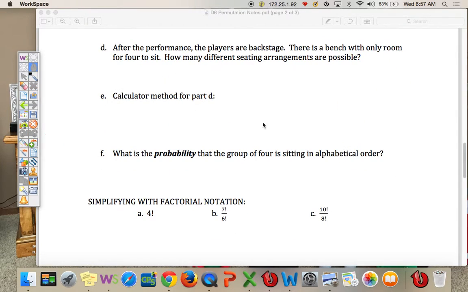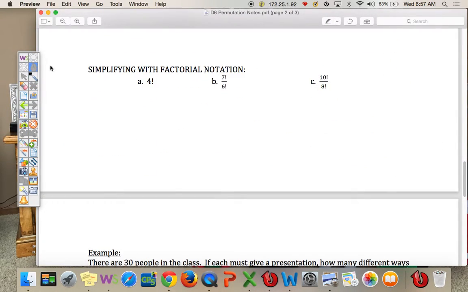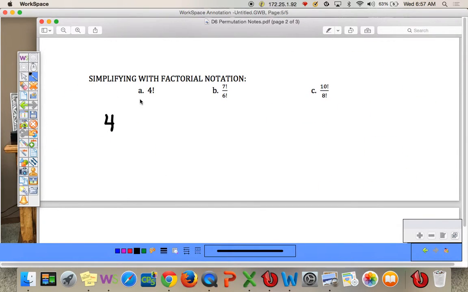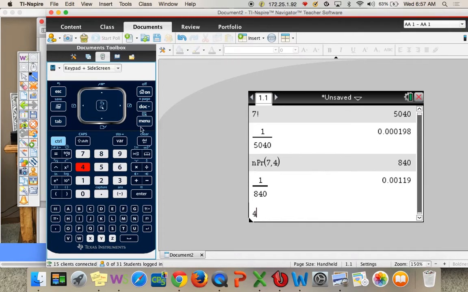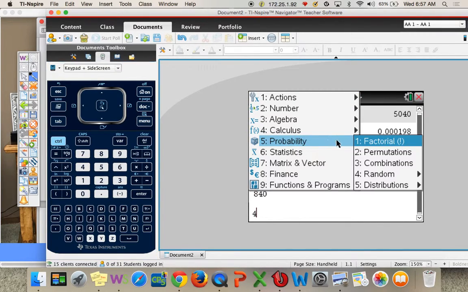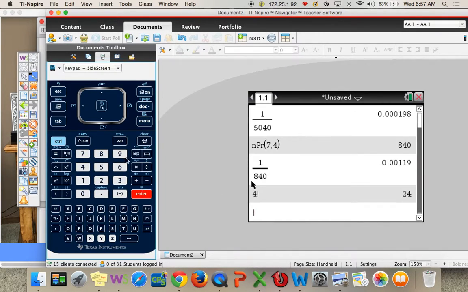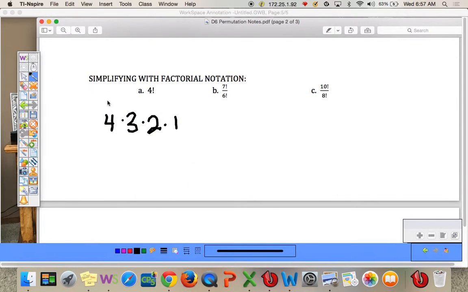We can simplify with this factorial notation. Remember what factorial means. If you start at 4, you're going to multiply all your whole numbers down to 1. So this is 4 times 3 times 2 times 1. In our calculator, it is 4, menu, probability, factorial, 24. And we could have done that ahead. 4 times 3 is 12. 12 times 2 is 24.